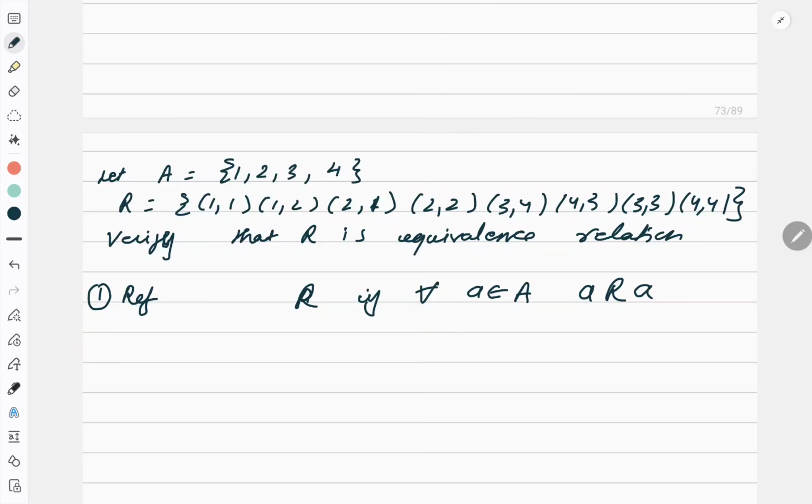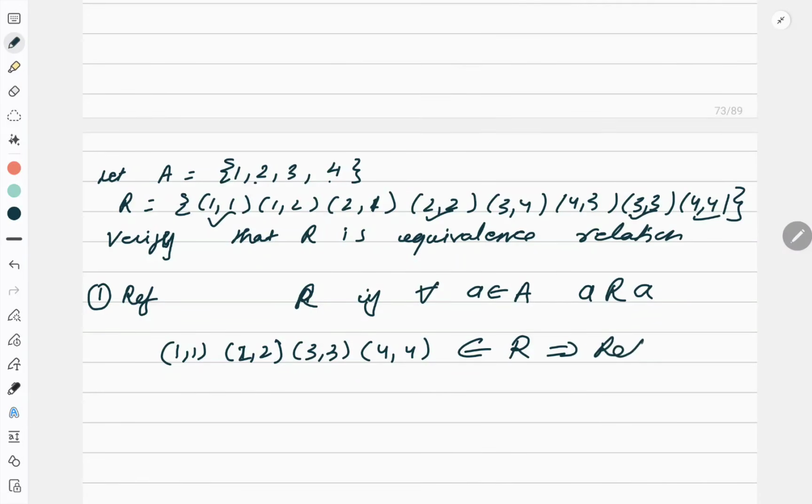Okay, so now when I am doing this question, if you observe, A has 1, 2, 3, 4. So you have to check for (1,1), (2,2), (3,3) and (4,4). Now check, do they belong to R? (1,1) is there, (2,2) is there, (3,3) is there, (4,4) is there. Since these belong to R, it implies reflexive. So first you should write down the definition like this and then mention the elements.